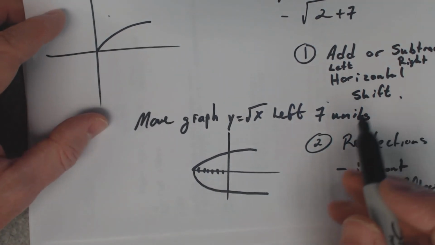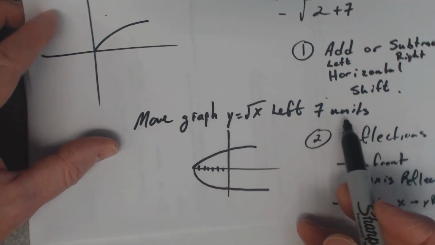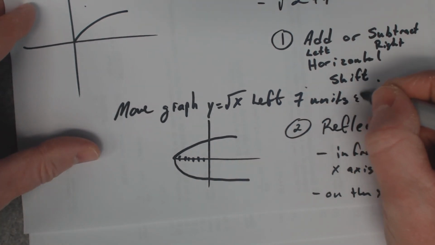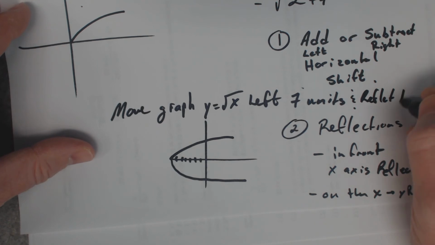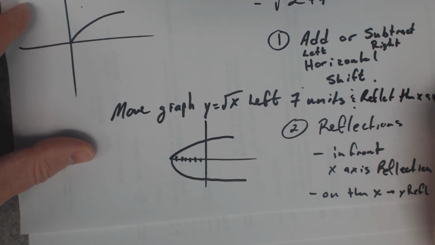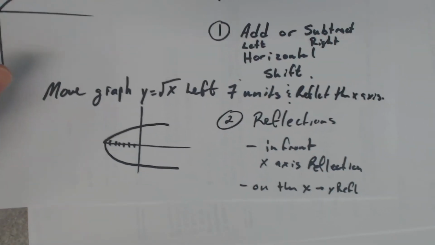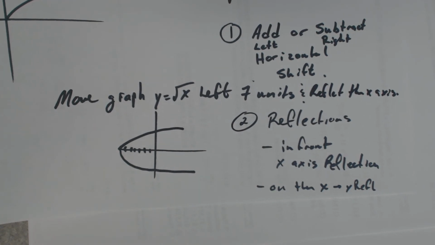So how can you obtain the graph? You need to move the graph left 7 units and reflect over the x-axis. Reflect over the x-axis. So let's try another one.